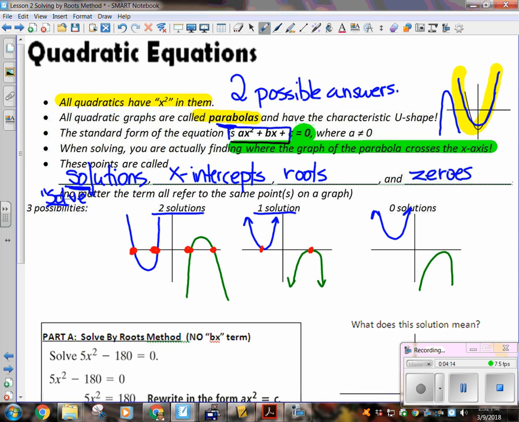All right, so that's what you need to write down. Write down in your notes. Does not touch the x-axis. So if it doesn't touch the x-axis, we have no real solution to find.